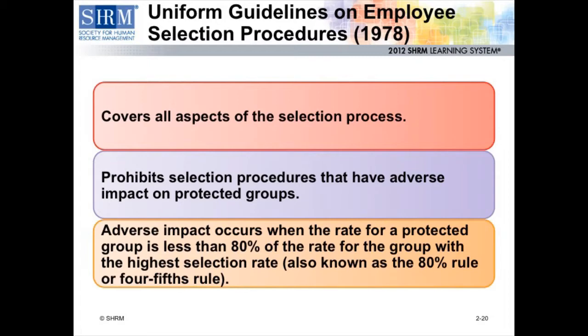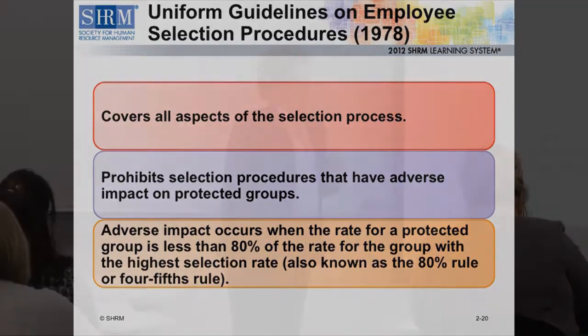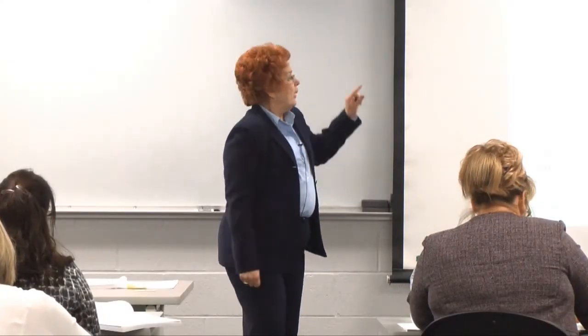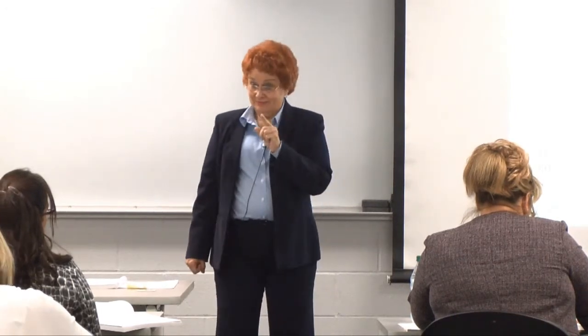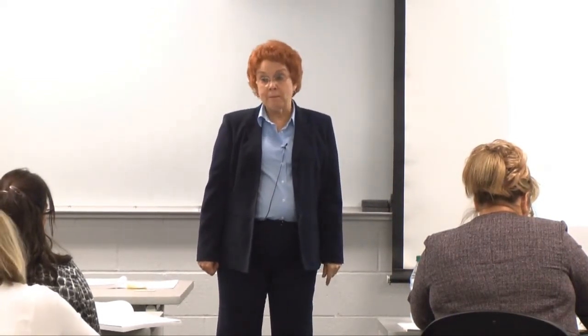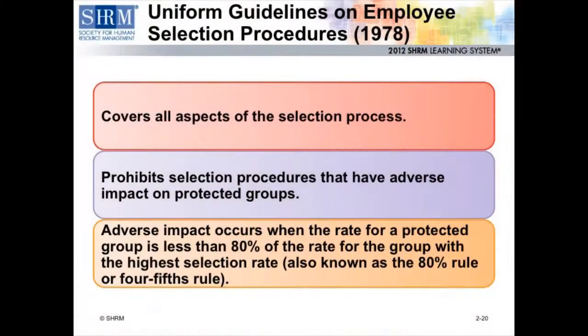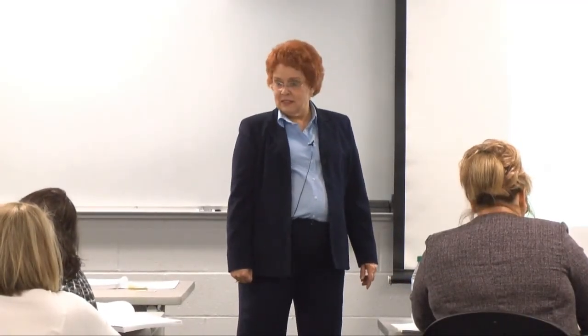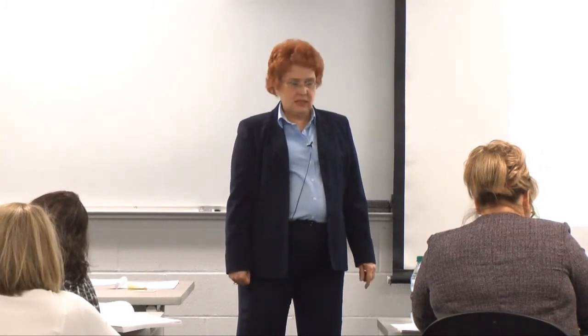Well, what do you mean? Well, they have a formula. They said, we consider it to be adverse impact when you're hiring people. We consider it to be adverse impact if the rate of a protected group is less than 80% of the rate for the group with the highest selection rate, which is also known as the 4/5 rule. Now you know why I didn't give you that at 9 o'clock last Thursday night, right? Because that makes no sense.